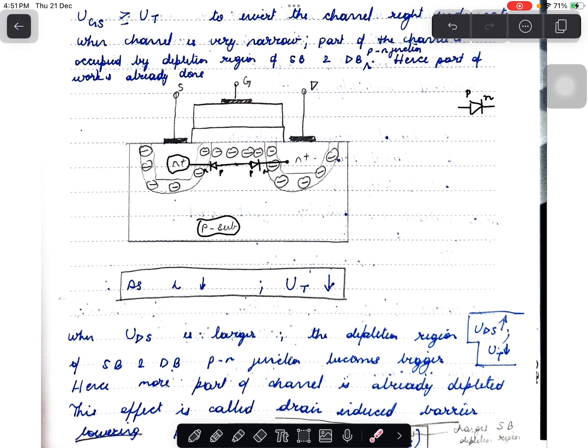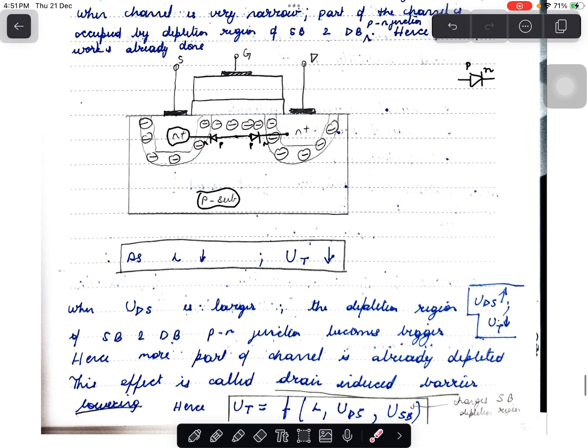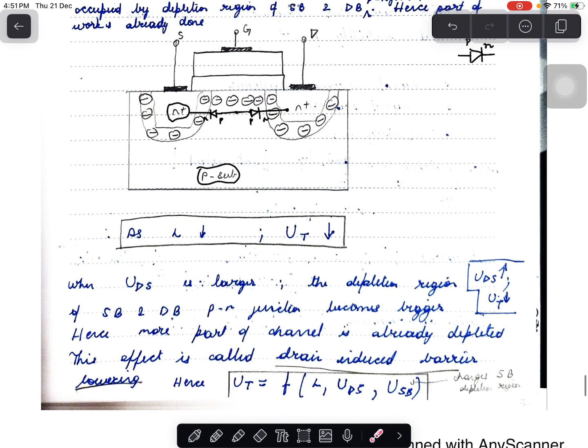So the part of the channel is here. In this case, a larger part of the channel is occupied by the depletion region, and hence the threshold voltage value decreases. So more of the channel is already depleted, and hence the threshold voltage is reduced. This is called drain induced barrier lowering.